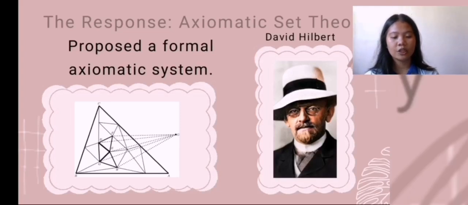The solution to these challenges was axiomatic set theory, introduced by mathematicians like David Hilbert. Hilbert proposed a formal system of axioms to define sets rigorously. These axioms provided clear rules that avoided contradictions like Russell's paradox. This marked a shift from naive set theory to a more structured approach, ensuring mathematics could continue to develop on this stable foundation.